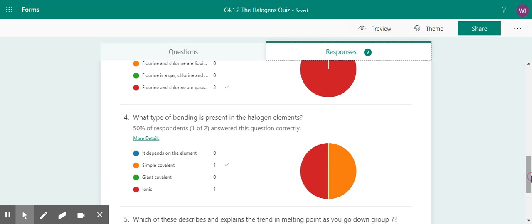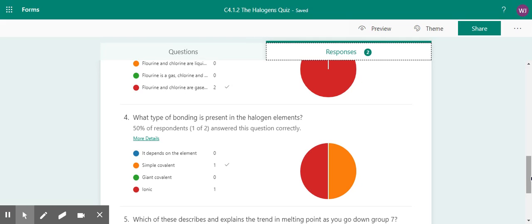Question 4, what type of bonding is present in the halogen elements? Only one of you managed to get this correct. So the correct answer is simple covalent. Because they're non-metals bonding with other non-metals, it's got to be covalent. And then between simple and giant, that's just a question of learning which groups do which, and all of group 7 do simple covalent because they're small molecules. Remember, they're diatomic, so they're just F2, Cl2, Br2.